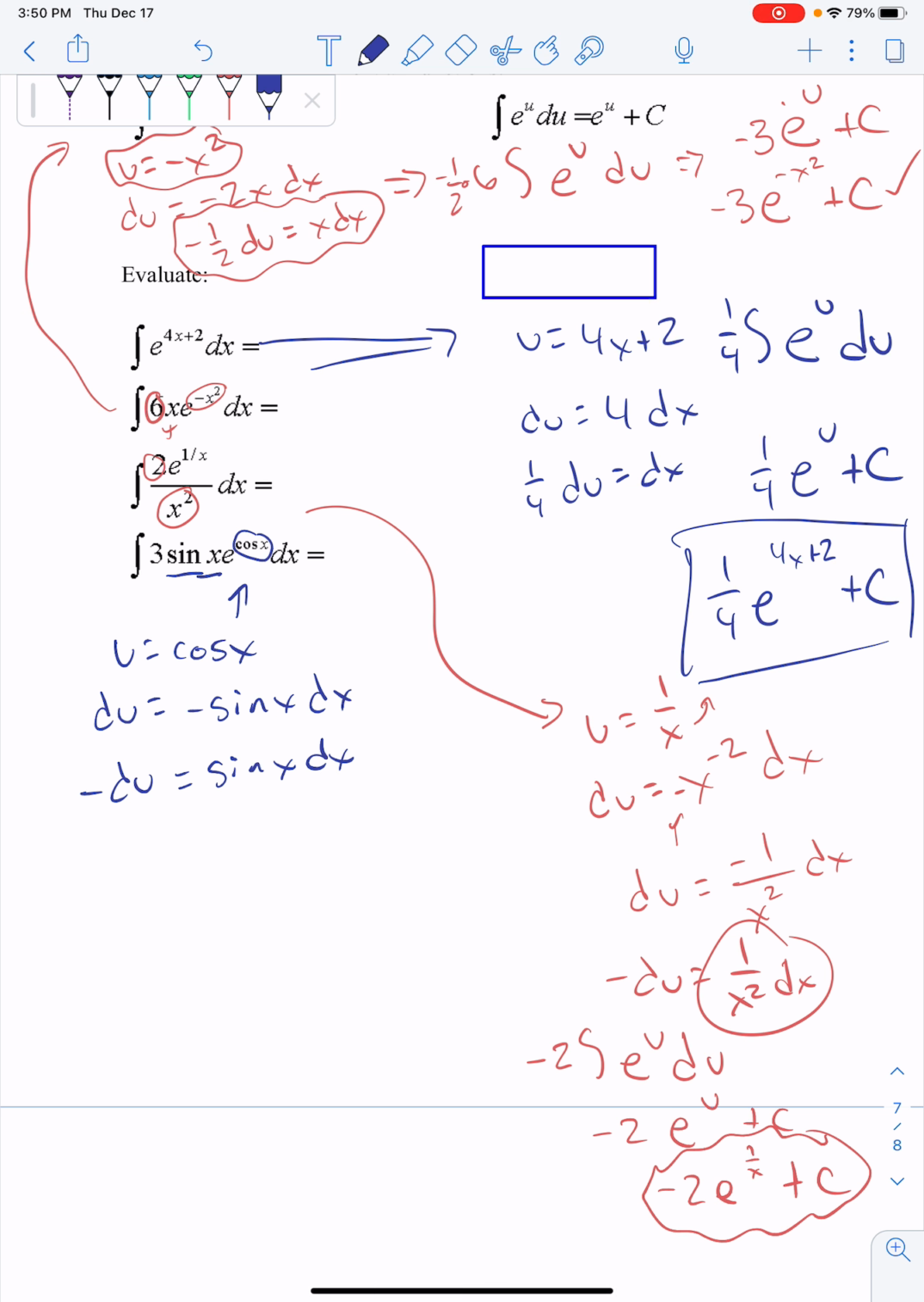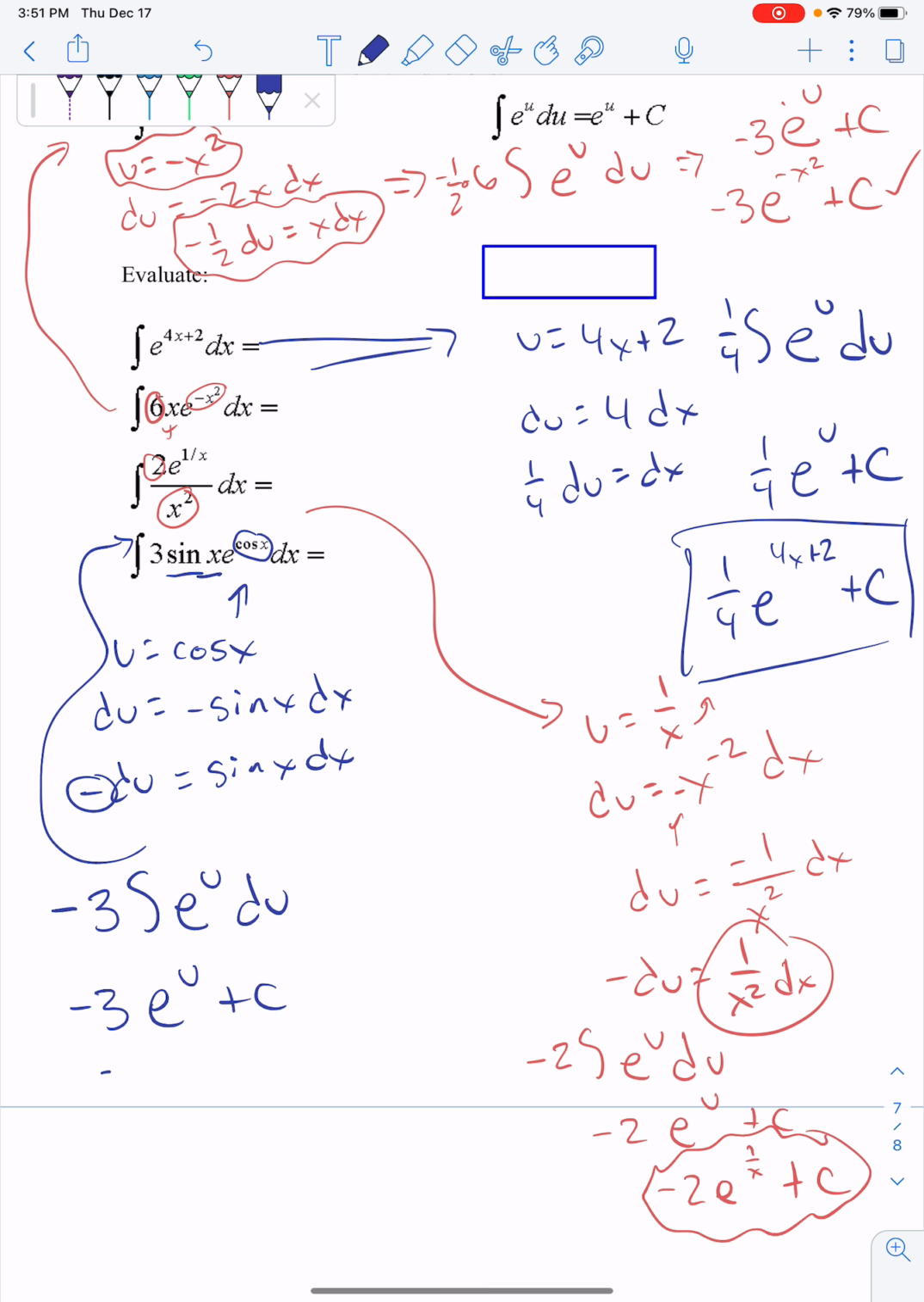So when I plug this in, that 3 I'm going to move out in front. The negative I'm going to put in front. The rest just becomes e to the u du. And that's really it. Wow. Okay, so -3. I keep wanting to do natural log because I've been doing a lot of those. -3 e to the u plus c becomes -3 e to the cosine of x plus c. And that's going to be my final answer.